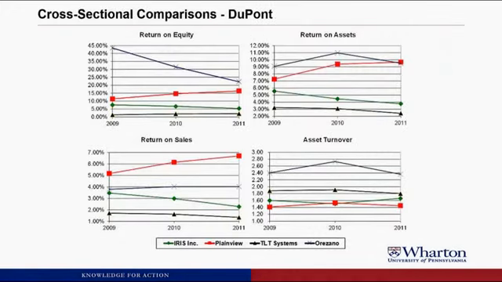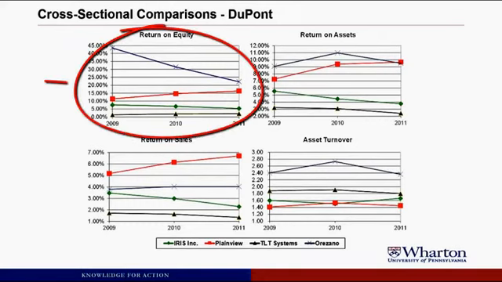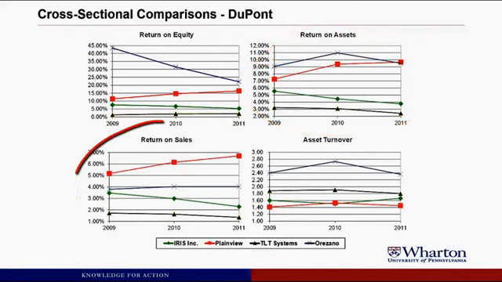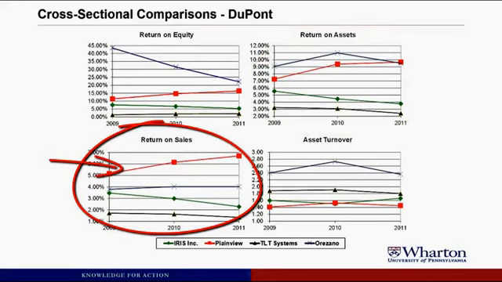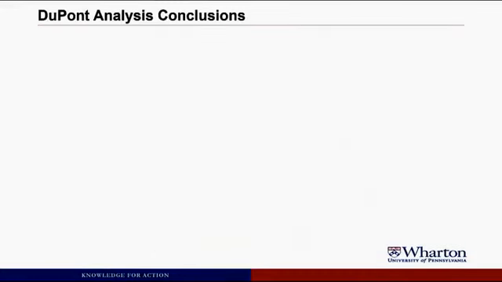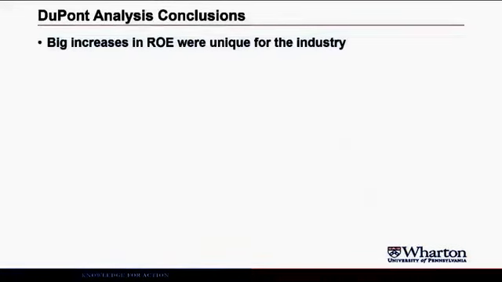If you look at the industry, it looks like Plainview is having much more success than their other 3 competitors. They're the only company that had an increase in ROE over this time period. Their ROA was also up, whereas 2 of their competitors were down and 1 was up and then down. They're the only company that had an increase in return on sales. The other 3 companies were either down or flat, and there doesn't seem to be much difference in terms of asset turnover.